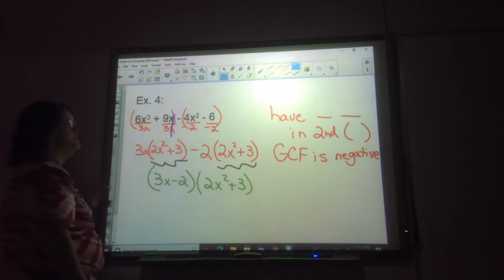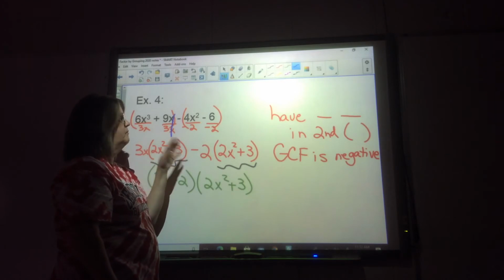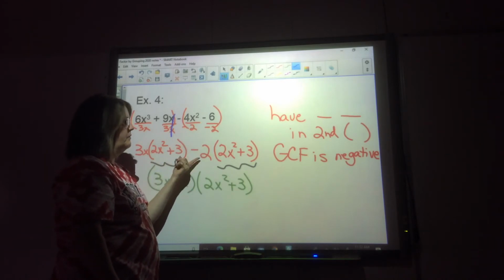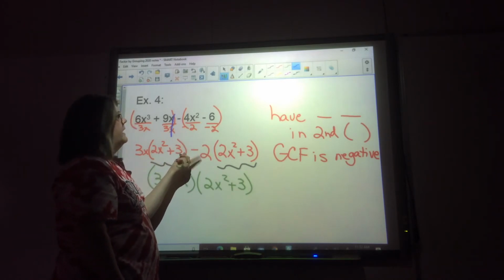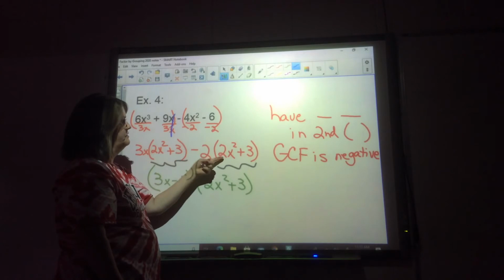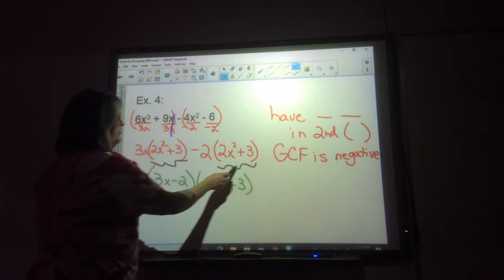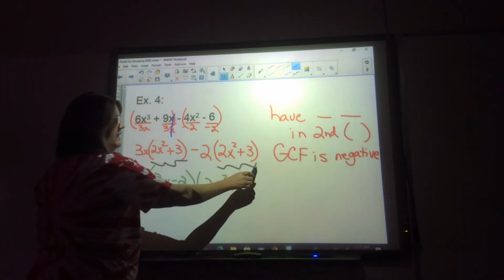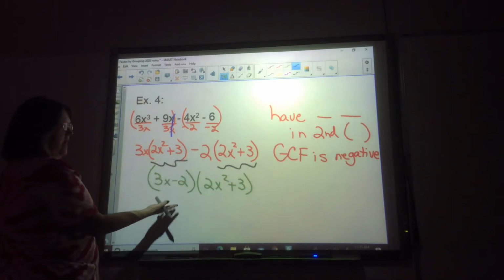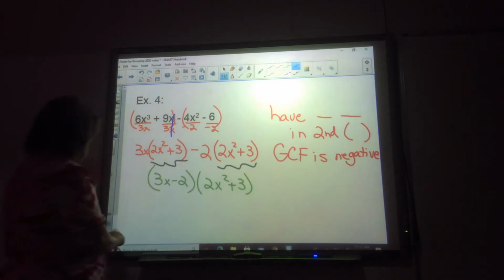All right, come over, do the same thing, except when I factor this time, instead of writing plus 2, I'm going to write minus 2. And then I'm going to divide each term by negative 2. So negative 4x, negative 4 divided by negative 2 is positive 2. And then write the x squared. Negative 6 divided by negative 2 is positive 3. And if you see, they're the same thing, like they ought to be. And then I group them and get 3x minus 2 times 2x squared plus 3.